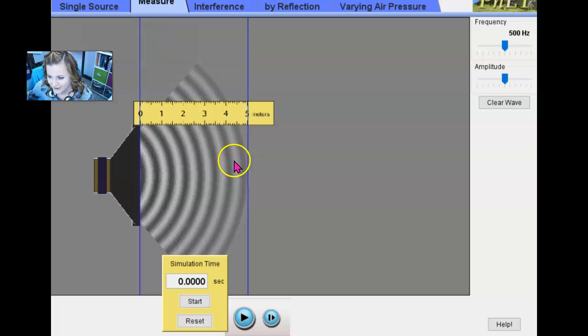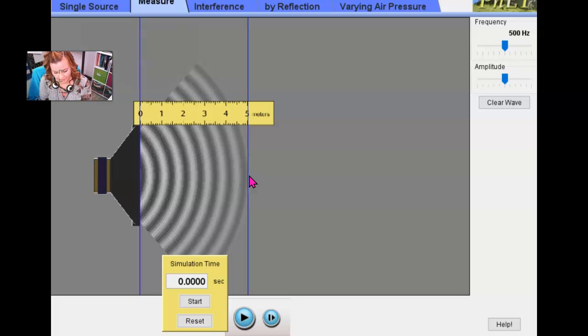Try it again. 1, 2, 3, 4, 5, 6, 7, 7.5. It's very similar to what I had before. So I would take that. That's the number of wavelengths. So divided by, so in 5 meters I have 7.5 wavelengths.